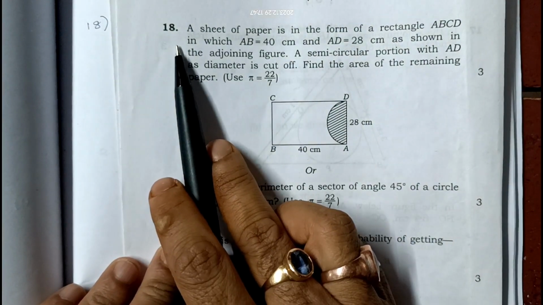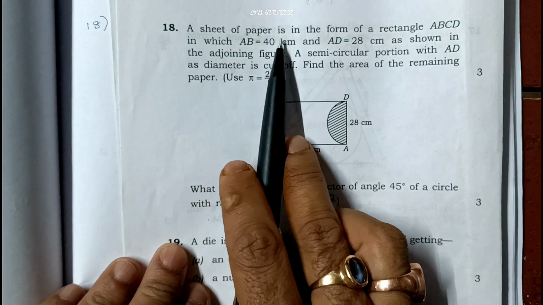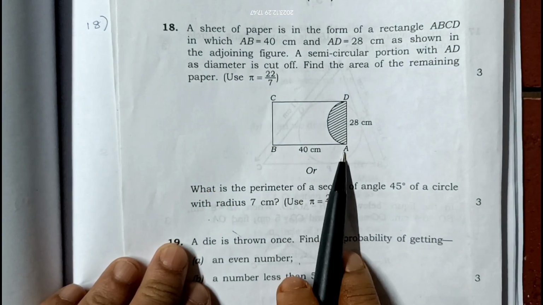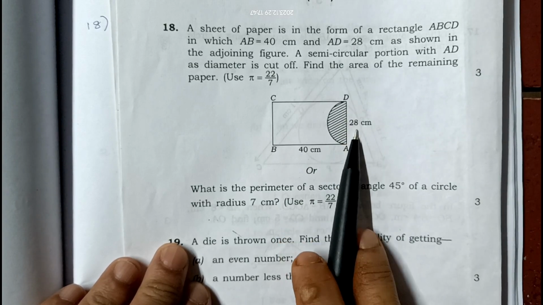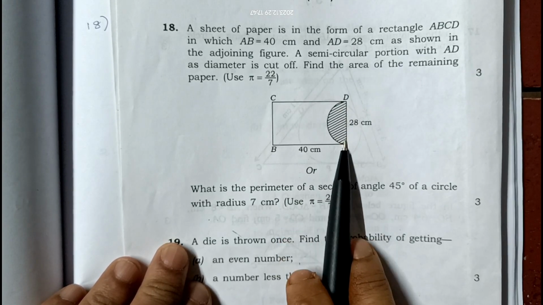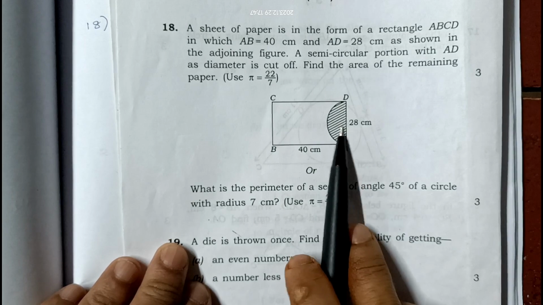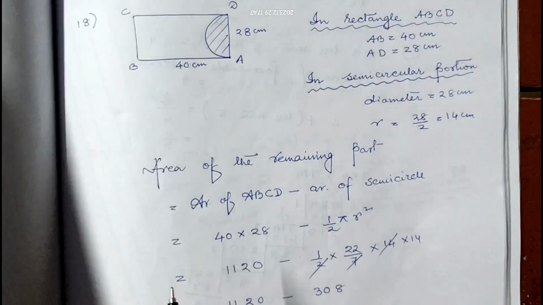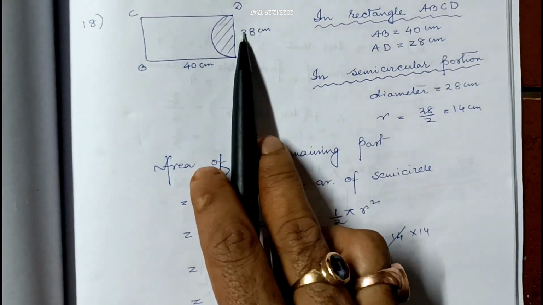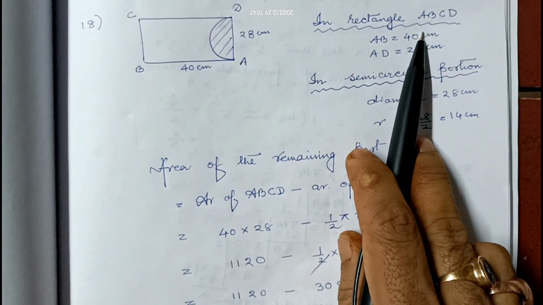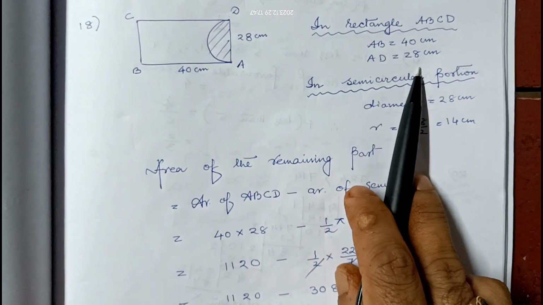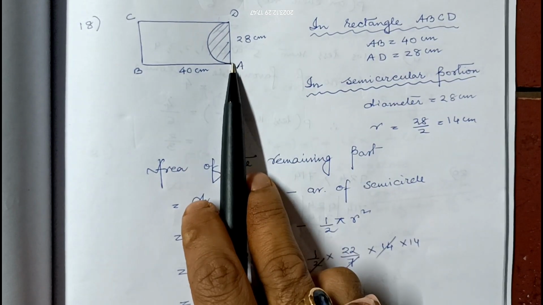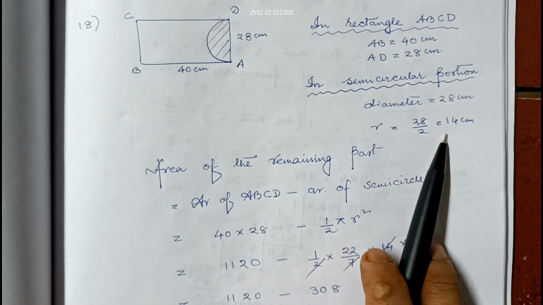In question number 18, it is given that a sheet of paper is in the form of a rectangle ABCD, in which AB is 40 centimeter and AD is 28 centimeter. A semicircular portion with AD as diameter is cut off. Find the area of the remaining part. So here length is given as 40 centimeter, breadth is 28. So in rectangle ABCD, length is 40, breadth is 28. In case of the semicircular portion, diameter is 28. So radius will be half of the diameter, that is 14.